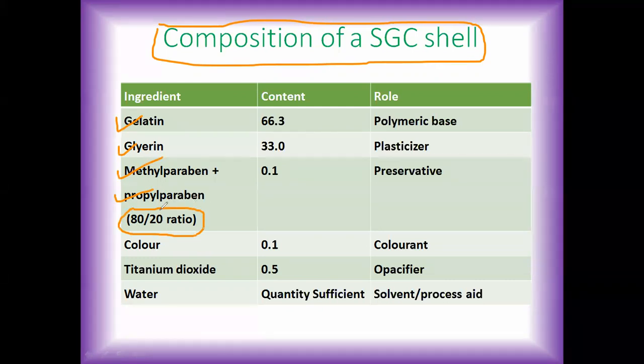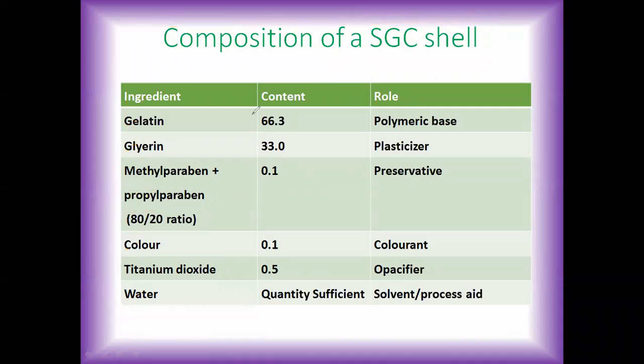Then we use other additives such as colorants, or we can use titanium dioxide, which has a role of opacifier, and water in the quantity which is required, and this water is used as a solvent or to process air. So you can see the composition of a soft gelatin cell.